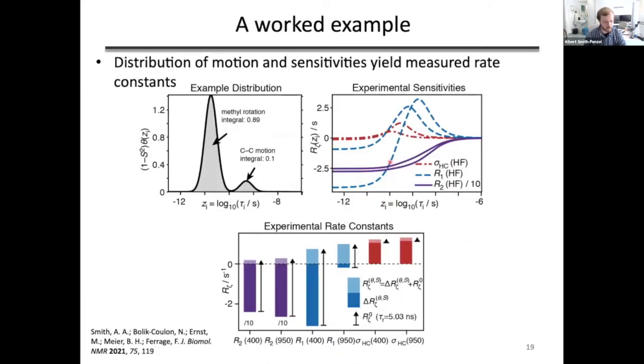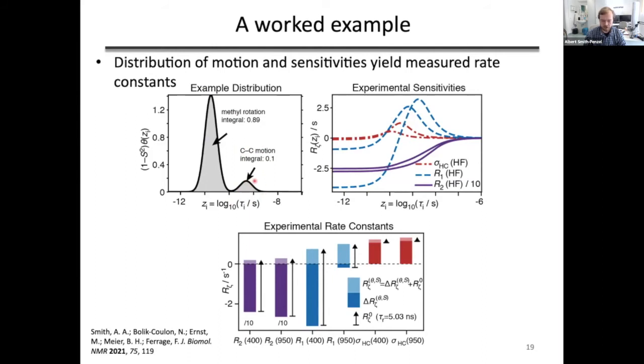So how does this all look? How does this actually practically come together? So I'll work an example for you here. I assume a distribution of motion. Now, experimentally, I wouldn't really know this. This is the thing I'm trying to characterize. But in this example, I take a methyl rotation and I give it a correlation time and some breadth. And then I say there's also some dynamics due to the motion of the carbon-carbon bond. So I also give this a center and a width.